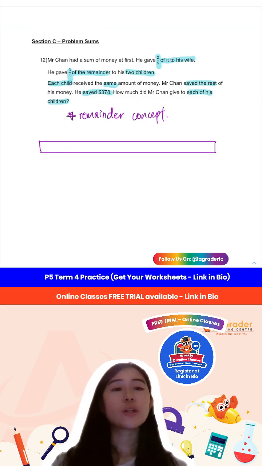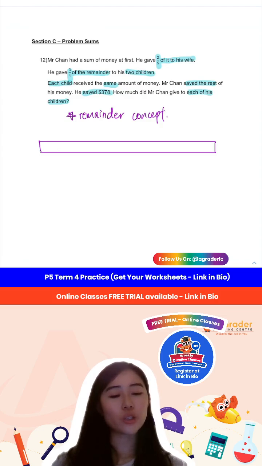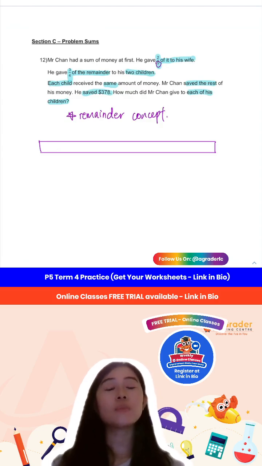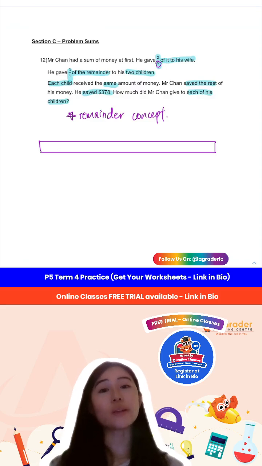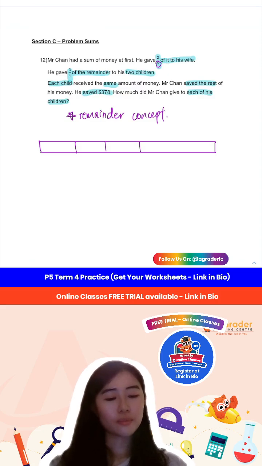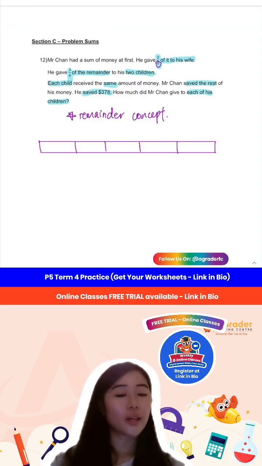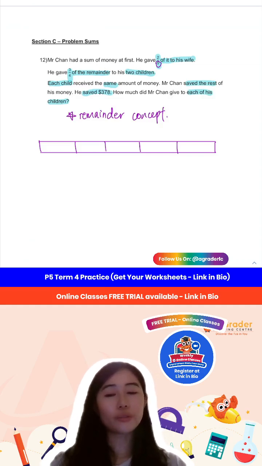Alright, so if I draw a model over here, I will first split it into 5, okay? Because the first fraction, 2/5, the denominator is 5, right? So in total, you split it into 5 first. Something like this. And out of the 5 units, he gave 2 units to his wife. So you can label that this is for his wife.